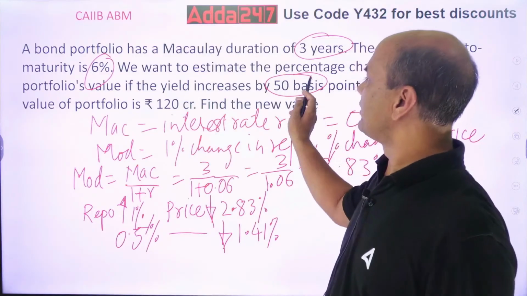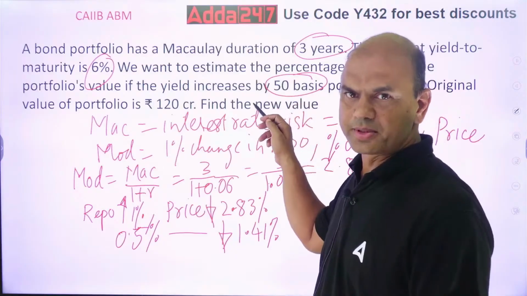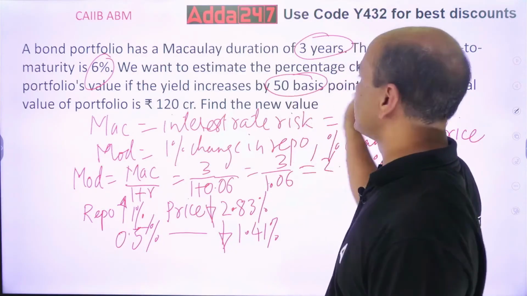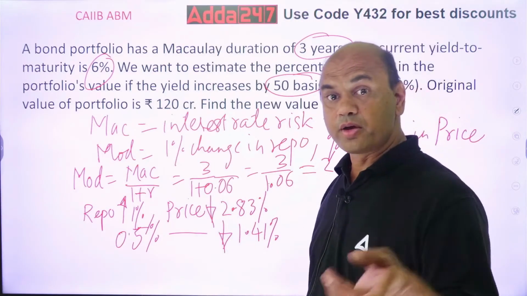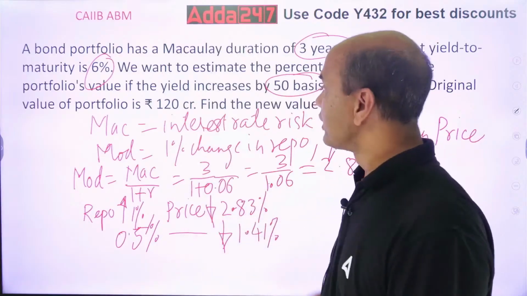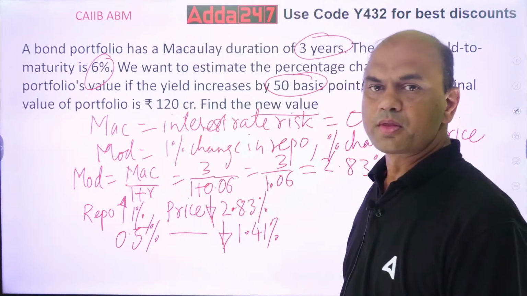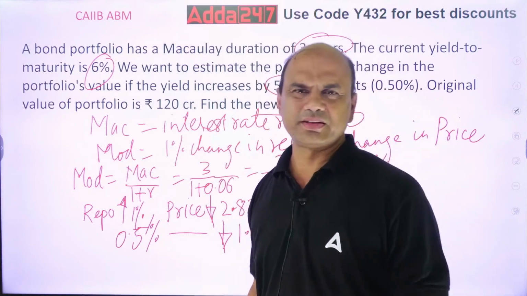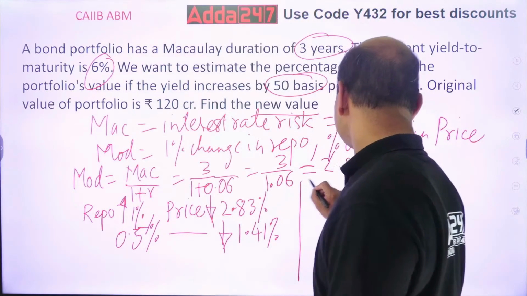So the first question which is asked is this only. If my yield changes by 0.5%, then the percentage change in the portfolio will be 1.41%. But you are having one more question in this. See, there are two questions involved. One is this and second is find the new value. So now what is the new value? See, now this calculation is very simple.